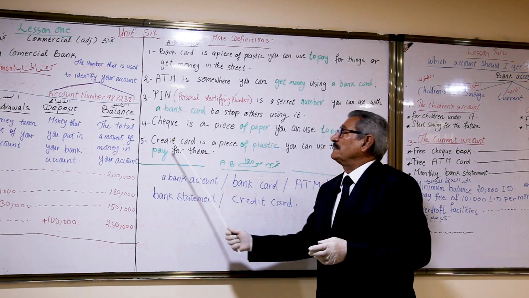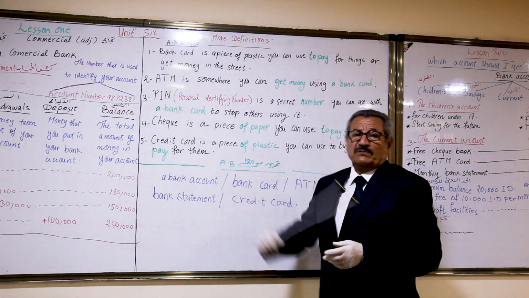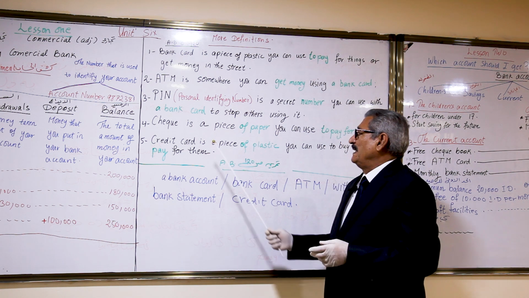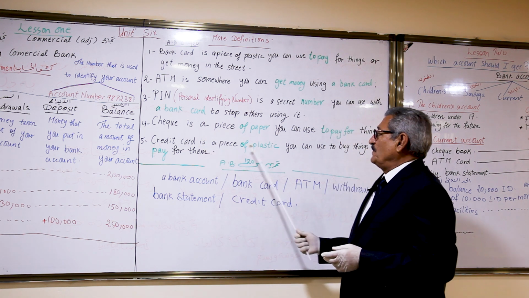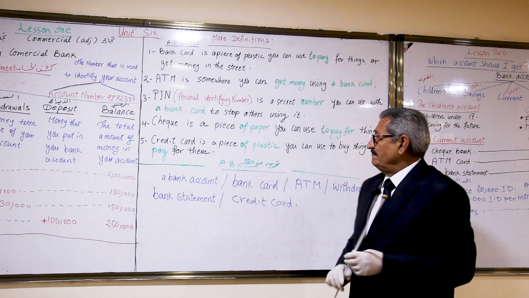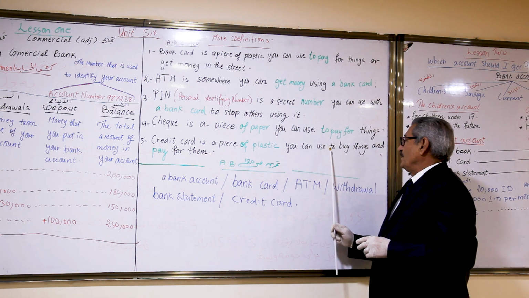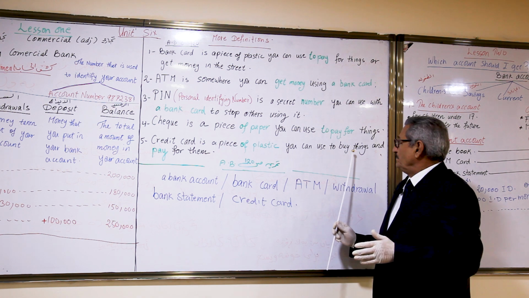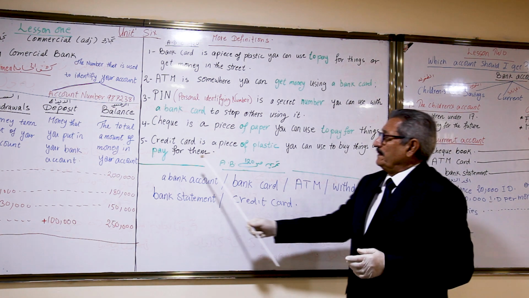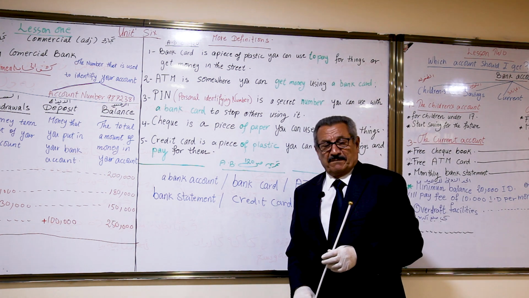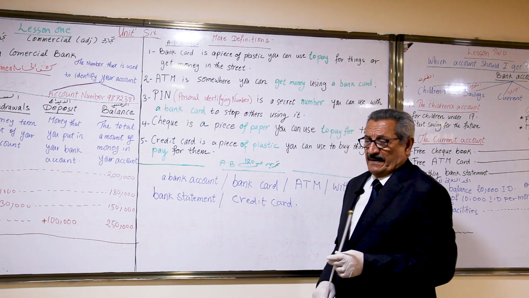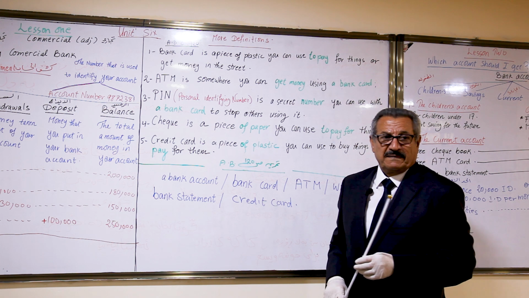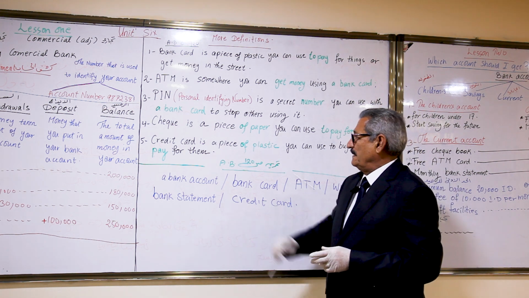Credit card, بطاقة ائتمانية. It is similar to the bank card, just like the bank card. So it is a piece of plastic too. You can use it to buy things in the malls and pay for them. It is very similar to the bank card, the credit card.